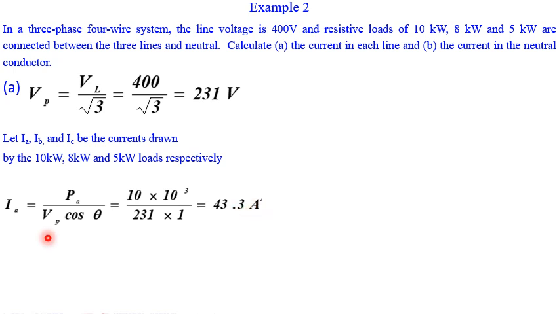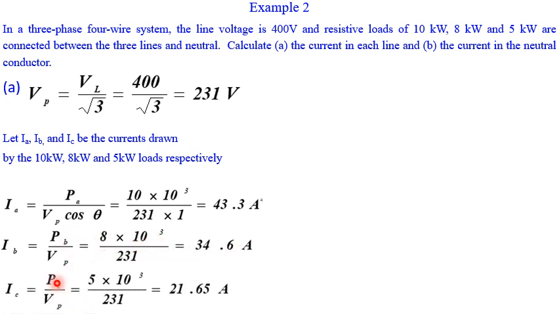Then we also calculate for IB. For IB, we just change this power. Everything stays the same. So IB, changing that, we get this. And for IC, changing that, we also get this.